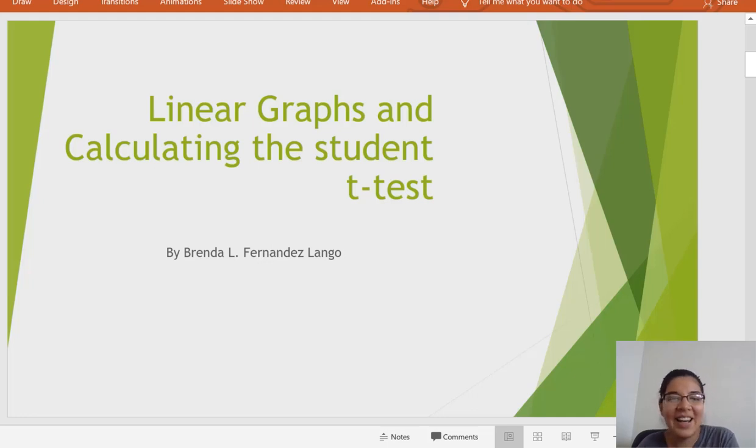Hello, students. I'm going to go over linear graphs and calculating the student t-test. So we start with the linear graph.